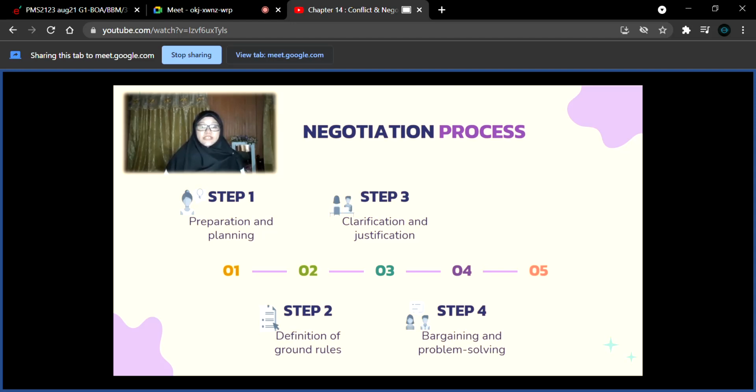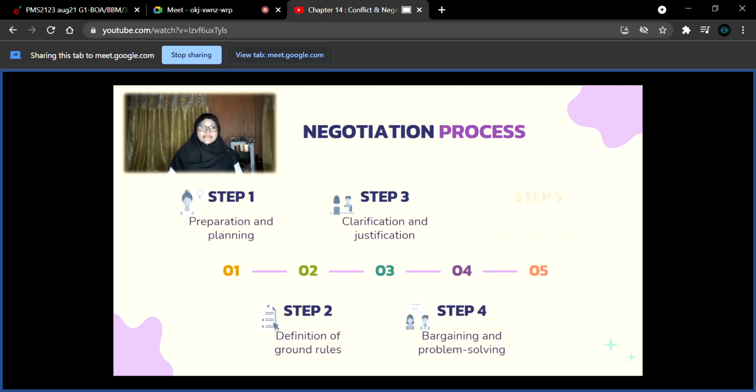Fourth step is bargaining and problem solving. At the fourth stage, both parties will try to reach a good agreement. In simple words, this is the stage where both parties start bargaining, solving the conflict and negotiating. If the negotiation is on good terms, maybe both parties will reach an agreement.